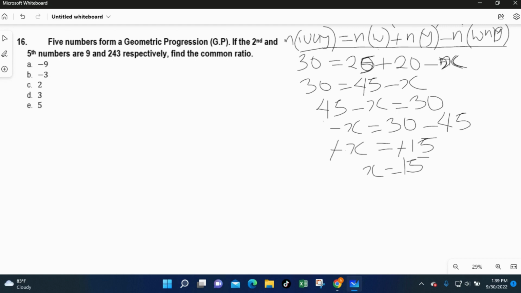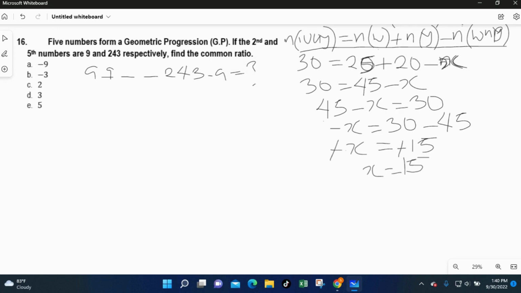Now, let's assume that we have five numbers. Remember, the first number in any progression is the first term, which is A. We don't know the third number or the fourth number, but the second number is 9, and they told us that the fifth number is 243. So we want to find the common ratio. The first term is always A, but it is not given. We don't know what our A is.